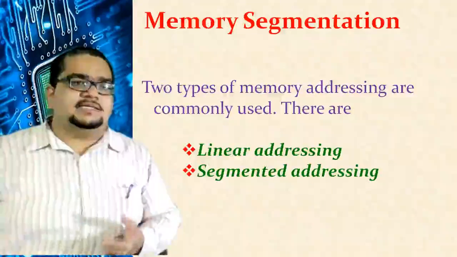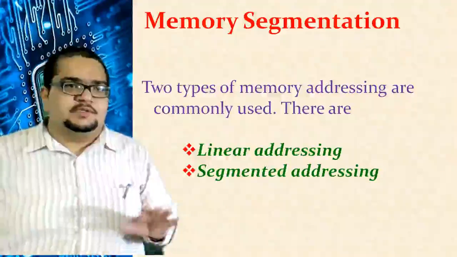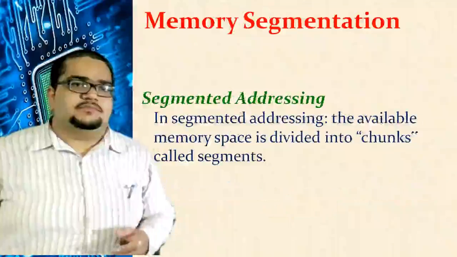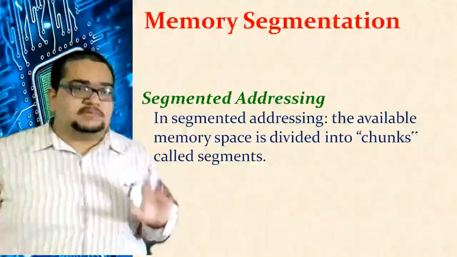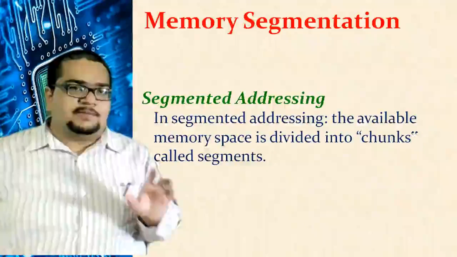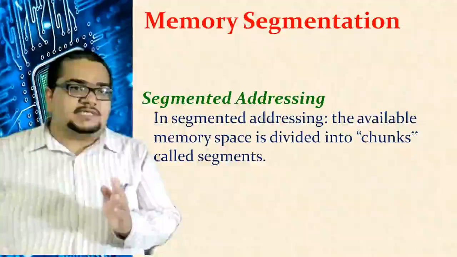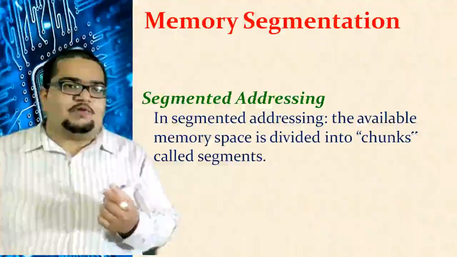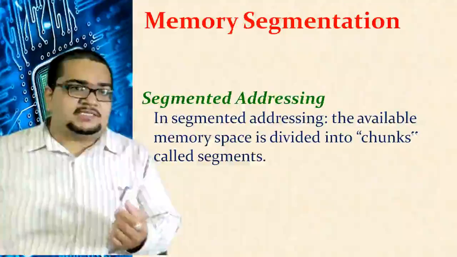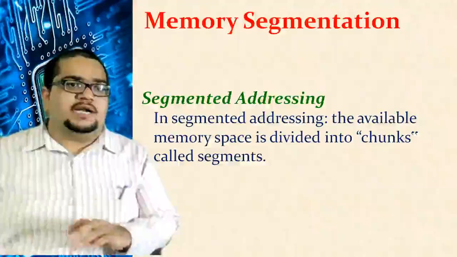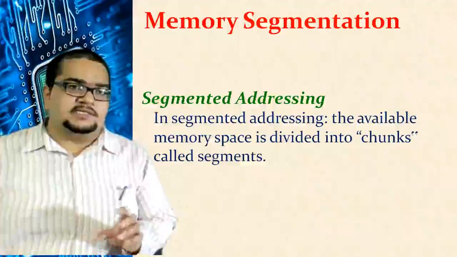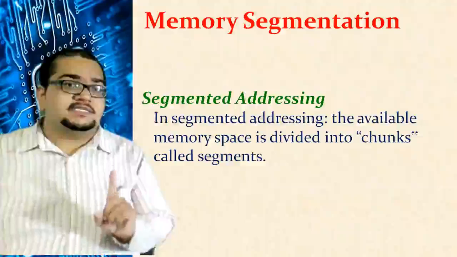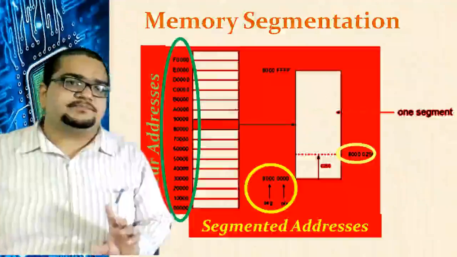In segmented addressing, the address is split into 2 halves, 2 parts. When it is divided into 2 parts and indicated, it is called a logical address. In the logical address, on the left hand side we have the segment address, then a colon, and on the right hand side we have the offset address. Segment address colon offset address is the logical address in the segmented addressing format.